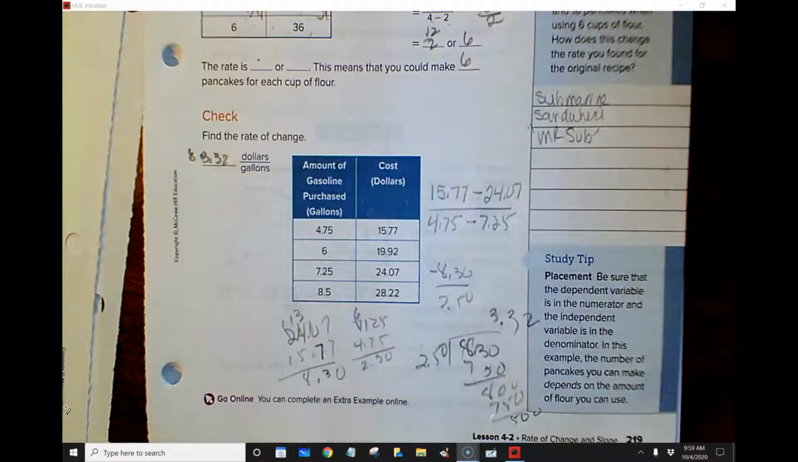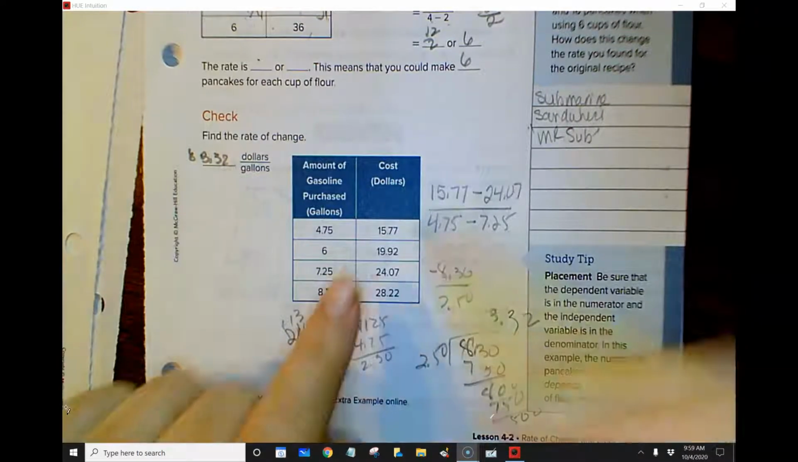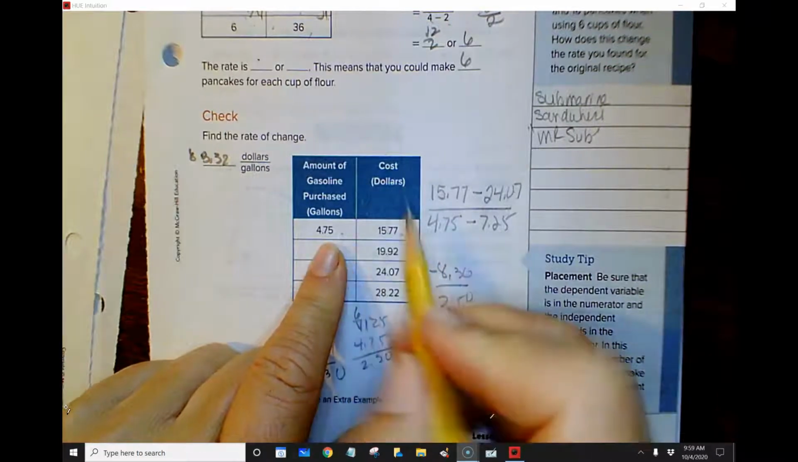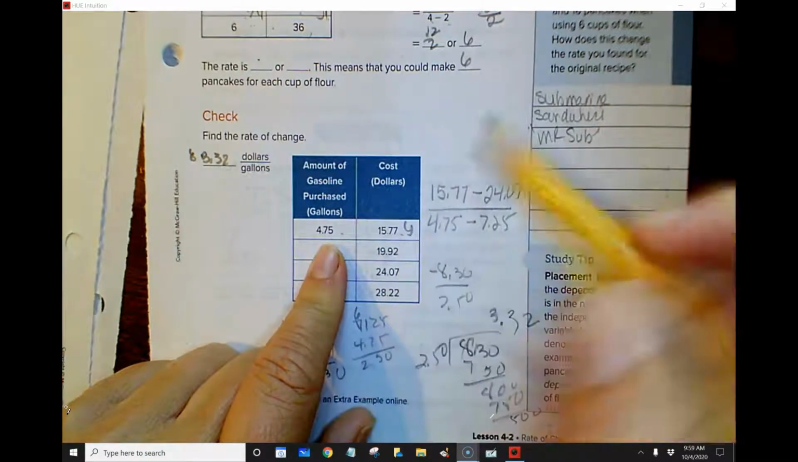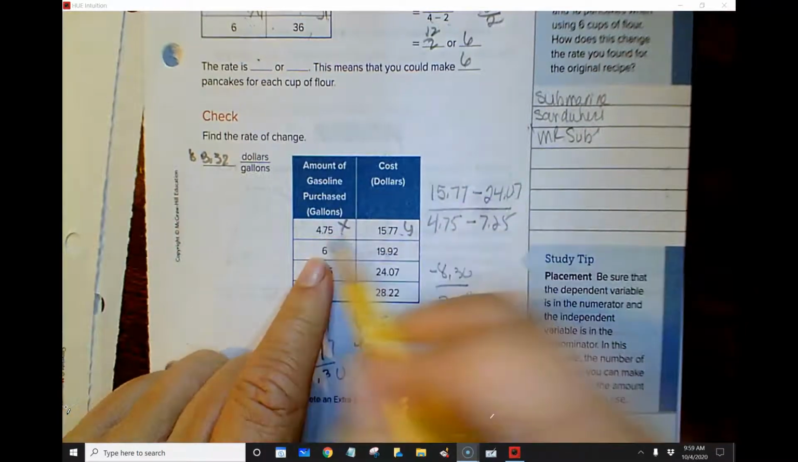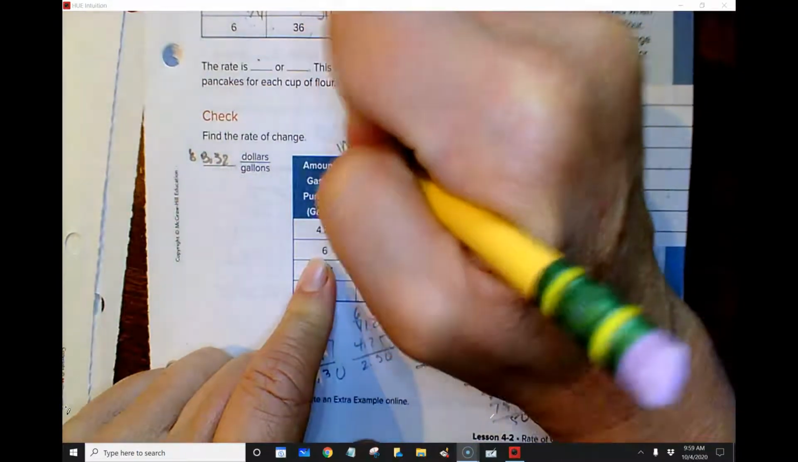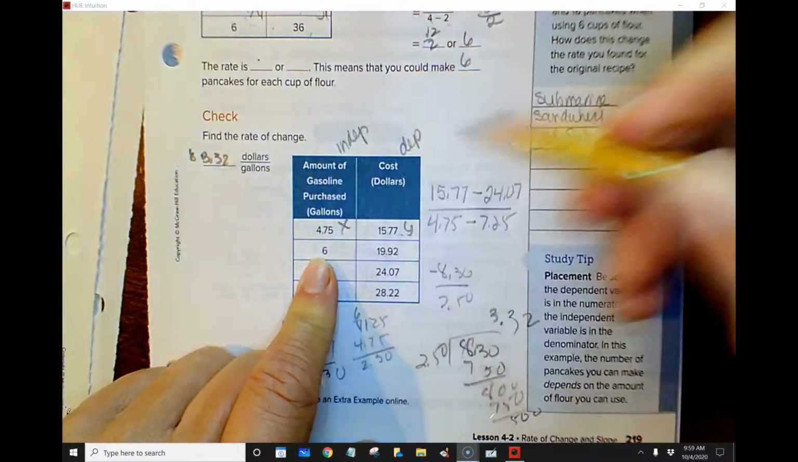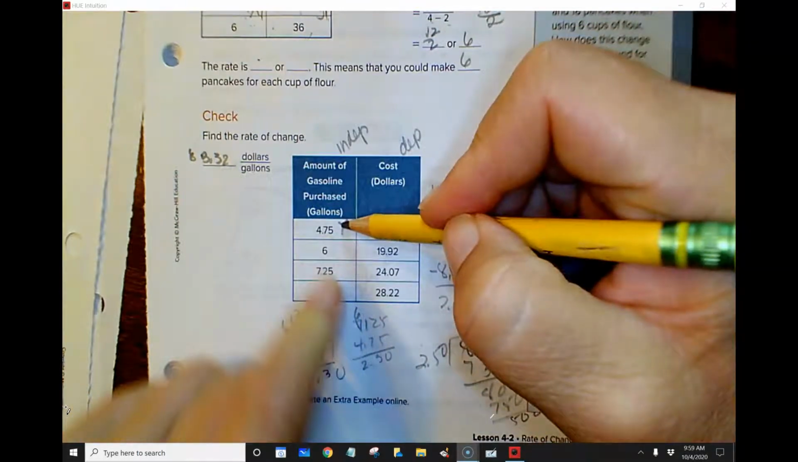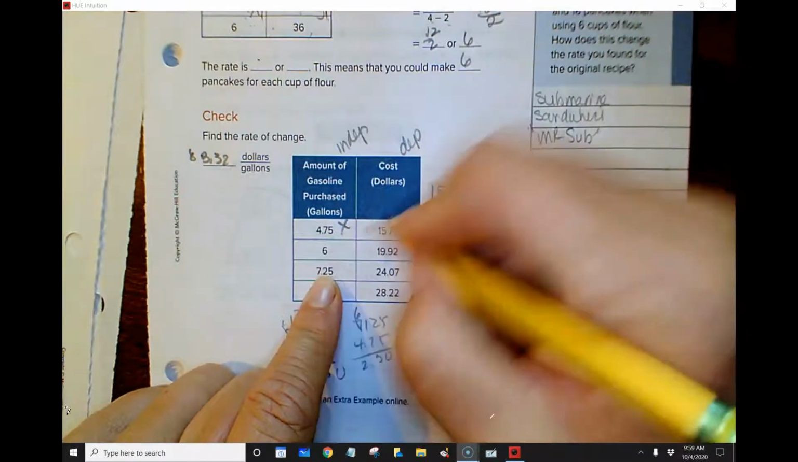That's not fun to do, but I did it without a calculator. Feels so old school. I picked 2 ordered pairs. I picked 15.77 and 4.75. This is going to be my y, because the cost is dependent upon how many gallons I put into the tank. So this is my independent variable right here, and this is my dependent variable. I don't know how much it's going to cost. The cost will be 100% based upon what I'm putting in. So these are my x values, these are my y values.